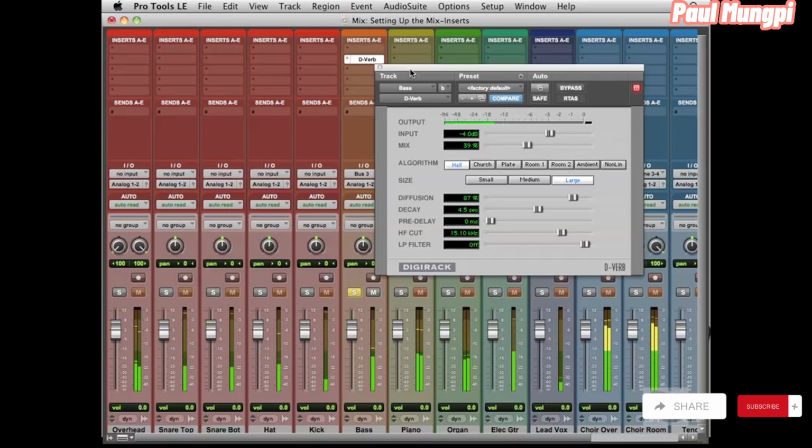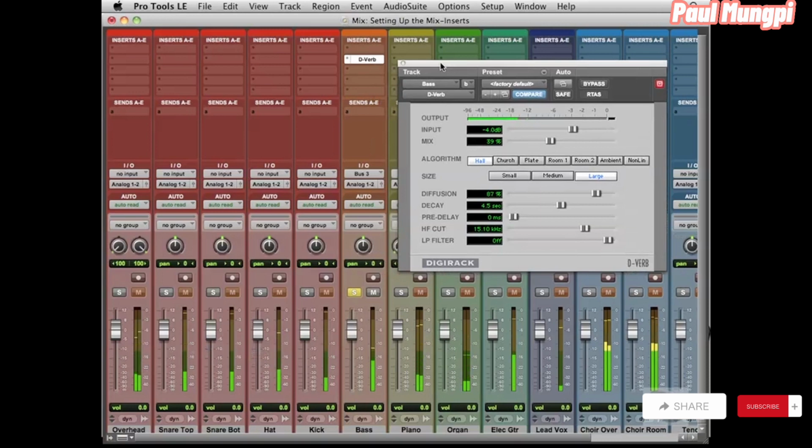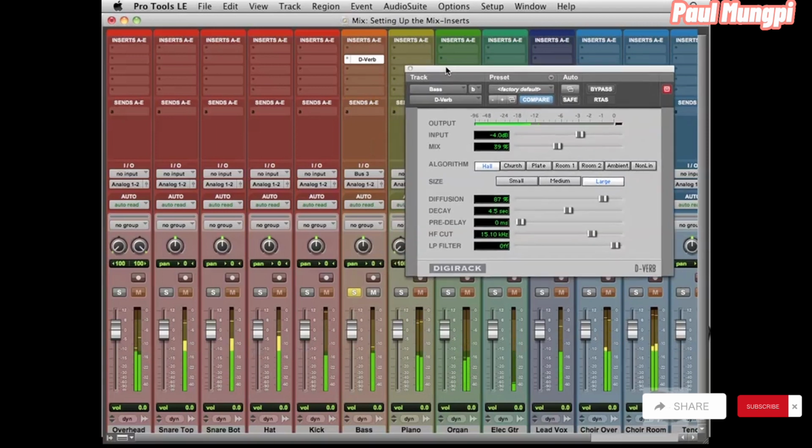But we can always break the rules, and for some circumstance we could use reverb or delay or different things like that as an insert, as you can see that we're doing right here. And so those are inserts, and we'll move along to auxiliary sends in just a second.